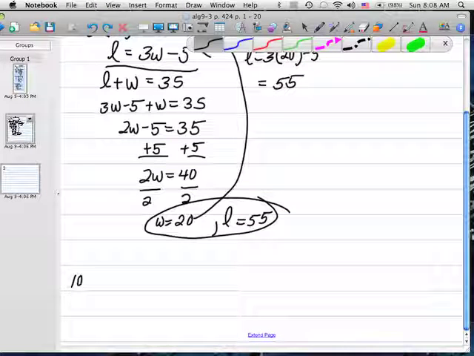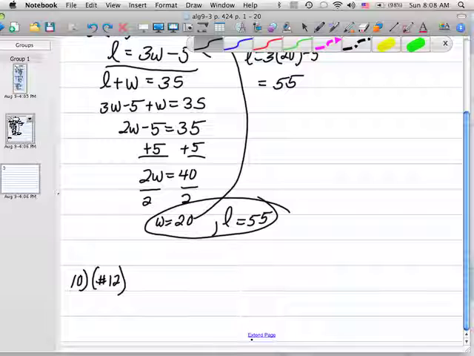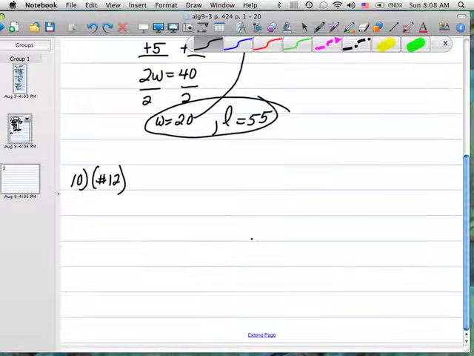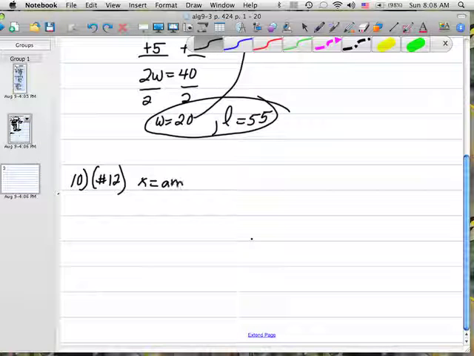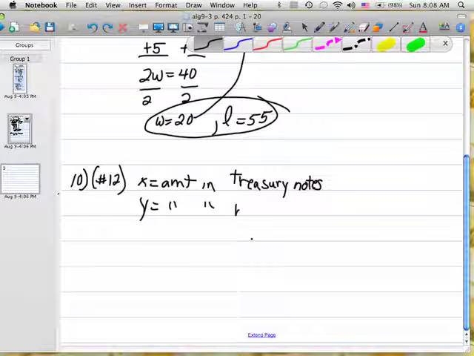Problem number 10, which is number 12 in the oral exercises. It says a person invests $5,000 in treasury notes and bonds. The notes pay 8% annual interest and the bonds pay 10% annual interest. If the annual income is $480, how much is invested in treasury notes? Well, we'll let X equal the amount invested in treasury notes, and Y can be the amount invested in bonds.